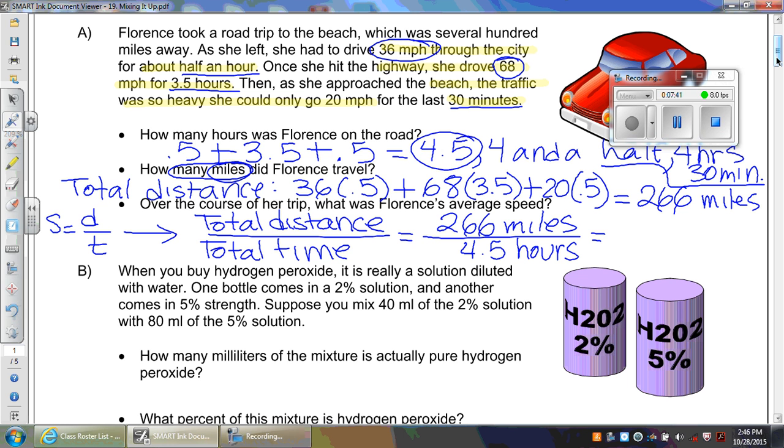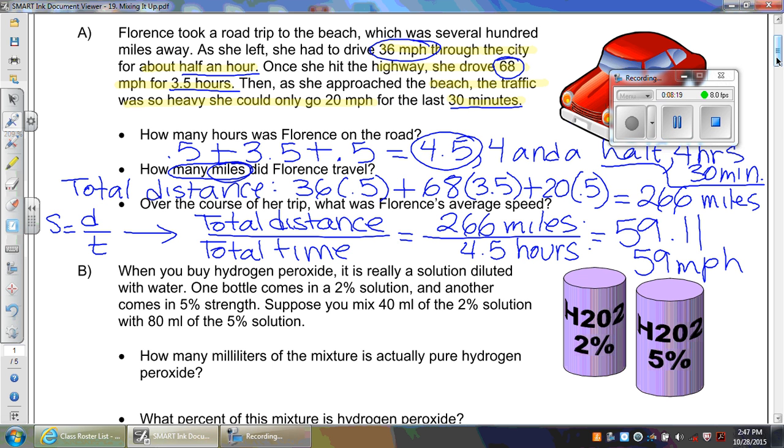Catherine, what do you got? 59.11. Okay. So let's just say 59.11. That would be okay. Or does the problem say round? Yeah. So okay, I get your reasoning. So you say 59. What will be the units, guys? Miles per hour. Miles per hour, right? Miles divided by hour, so we could say 59 miles per hour.